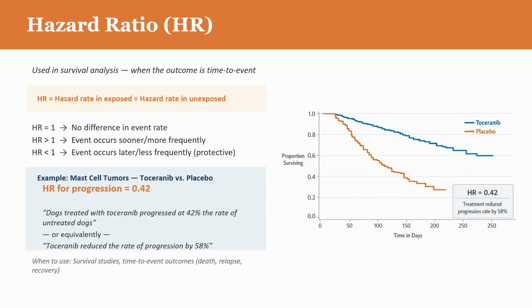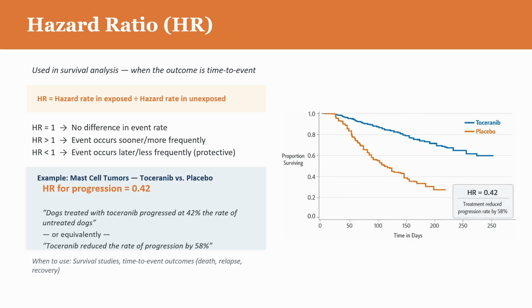The hazard is technically the instantaneous rate of the event occurring at any given moment, given that the animal hasn't experienced the event yet. You can think of it loosely as the probability of the event happening right now. The hazard ratio compares this rate between two groups across the entire observation period.